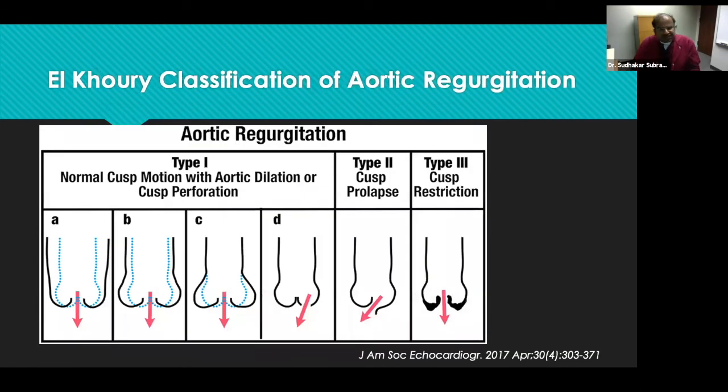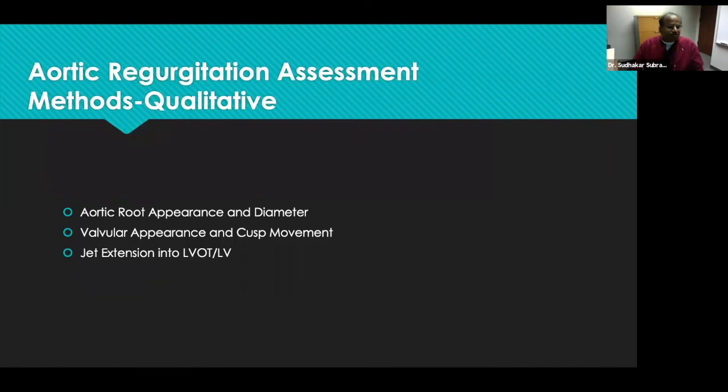In terms of classification, there are various classifications described in the textbooks, but the commonly used one is similar to Carpenter for mitral regurgitation. You have type 1, 2, and 3. The easy way to remember: type 1 is normal leaflet movement, or you may have some perforation. Because of the dilated root, the cusps are not going to be coapting. Type 2 is more of excessive motion, due to prolapse, and type 3 is more of restriction, which can be calcific, rheumatic, all those things. So let's move on to assessment.